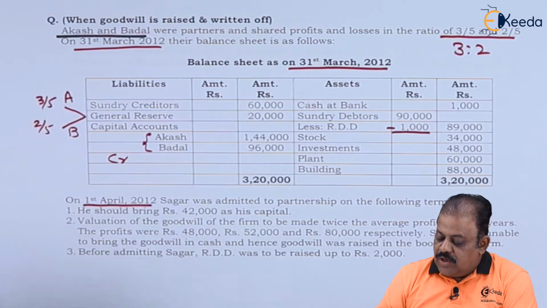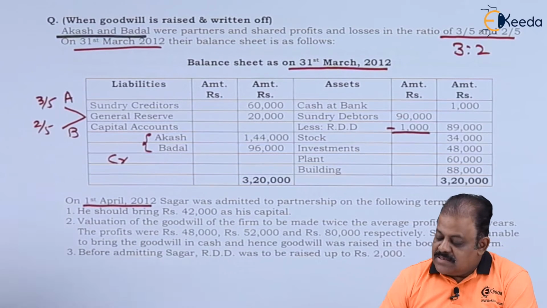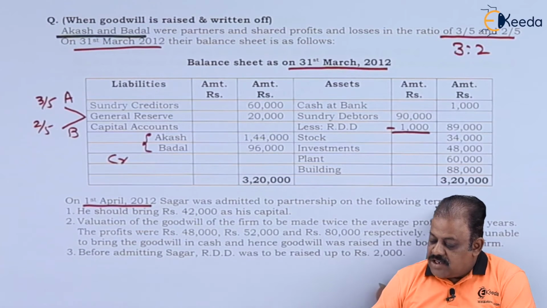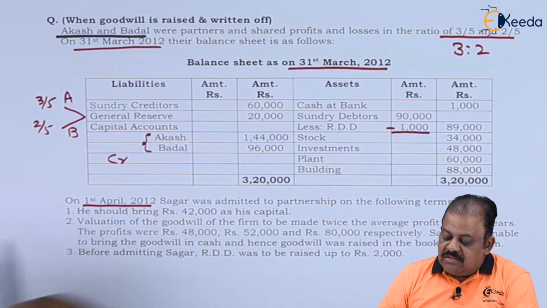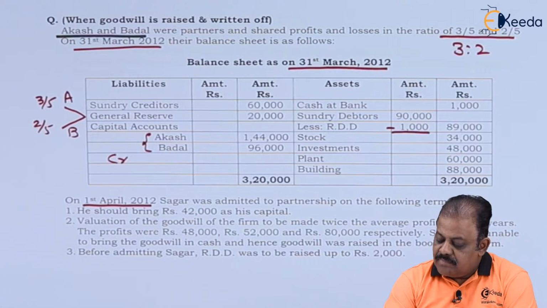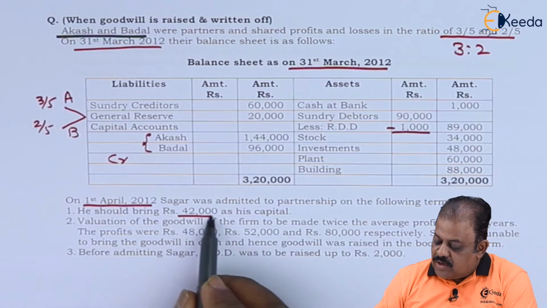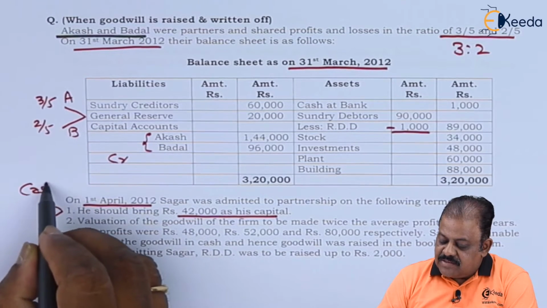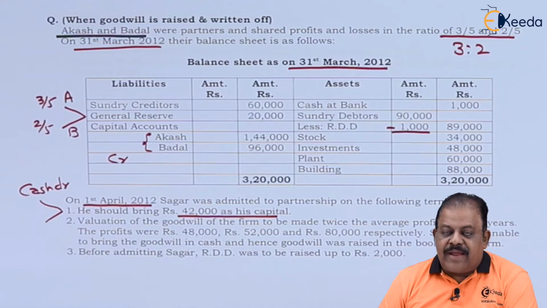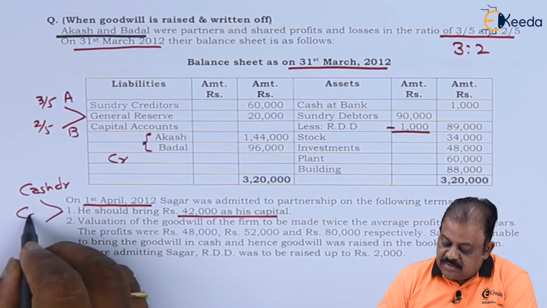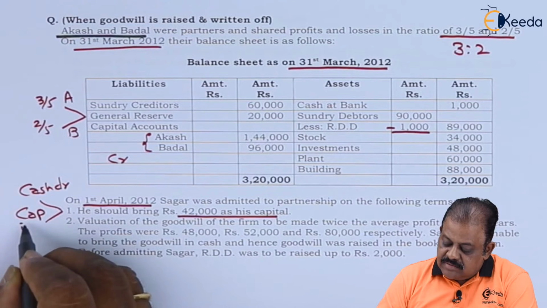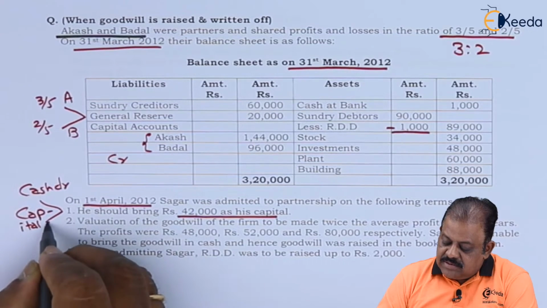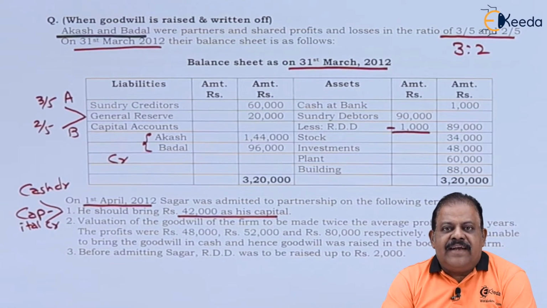On 1st April 2012, Sagar was admitted into partnership on the following terms. So Sagar is a new partner. He should bring 42,000 as his capital. So money is received by the business. It will be debited to the cash account. Sagar's capital account will be credited.